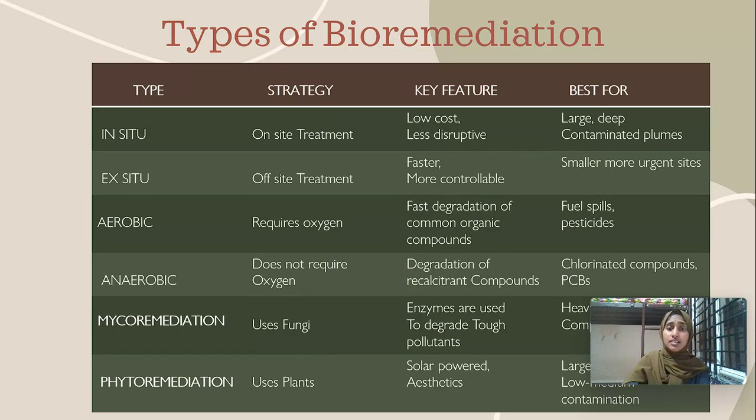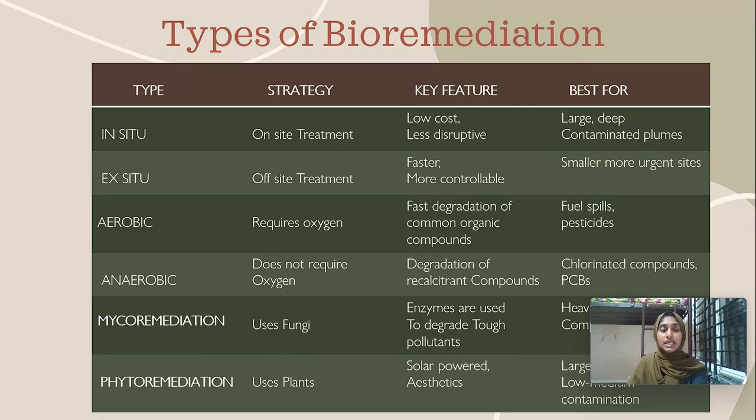habitat, which is a low cost and less disruptive method, and which can be used for large and deep contaminated plumes. Next one is ex situ bioremediation, in which the contaminants are transferred from the original site to other sites for a faster and more controlled degradation, which is mainly used when the contaminants are less in amount, and the clearing or the degradation of contaminants are urgent in the sites.